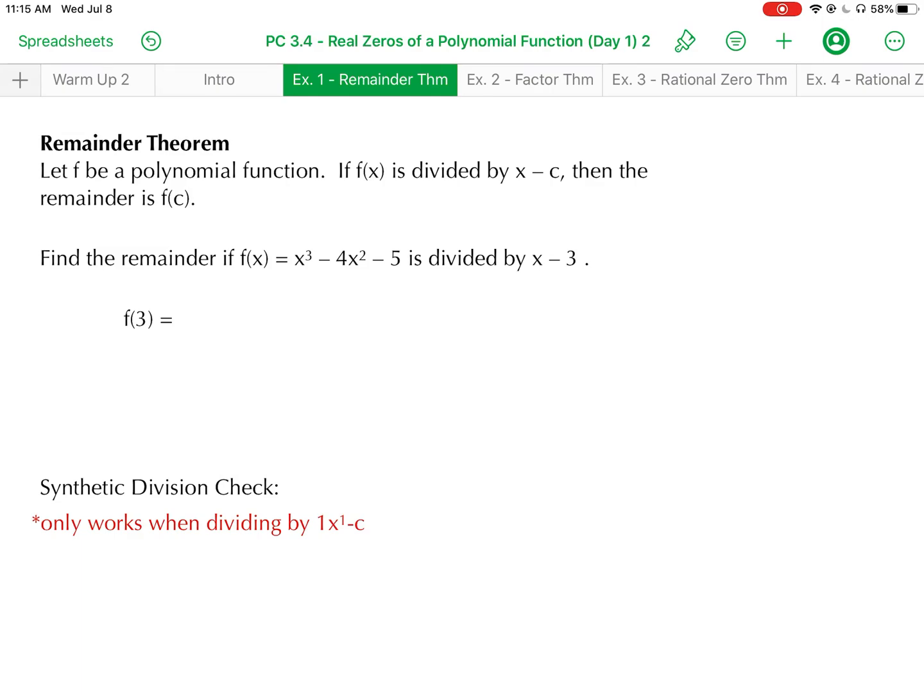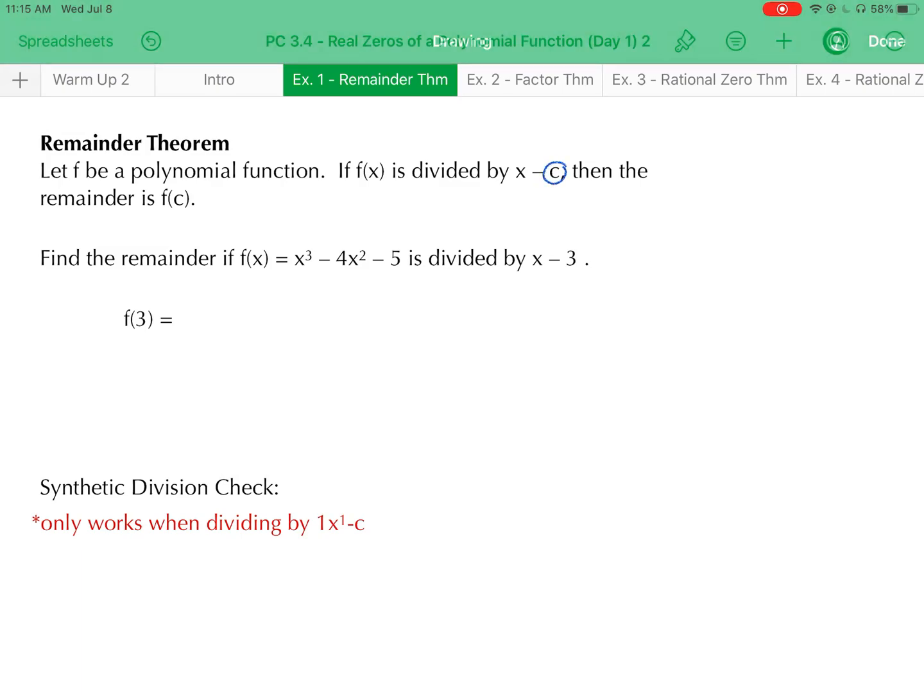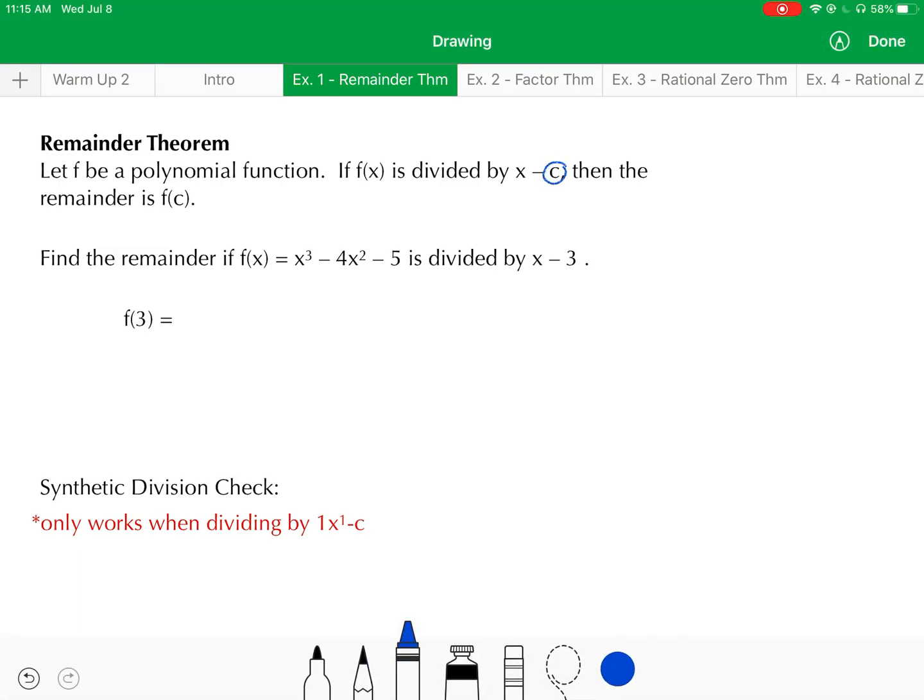Breaking that down, in the linear binomial that we're dividing by, whatever number is being subtracted from x, if you evaluate the function f with that, the result should be equivalent to the remainder from the division process. So let's see that at work in this example.